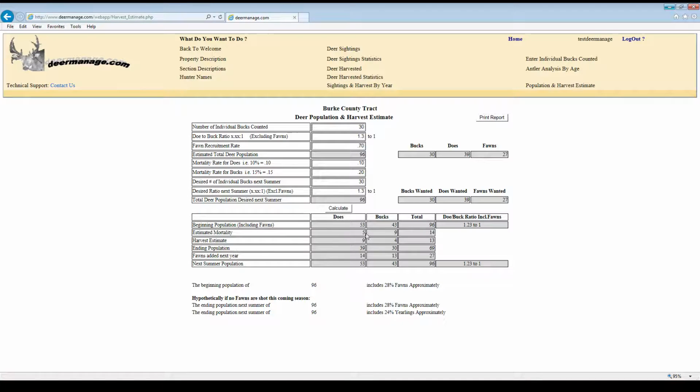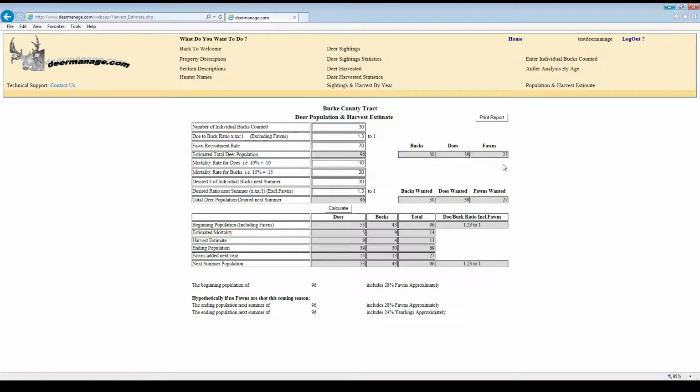Now down below, we've had a couple of people ask us, that really when we calculate our doe to buck ratios and our trail camera surveys and stuff, we exclude fawns. We count fawns just as fawns. We don't try to identify them as doe fawns or buck fawns. But we've had some people ask to say, could we show the doe to buck ratio including fawns?